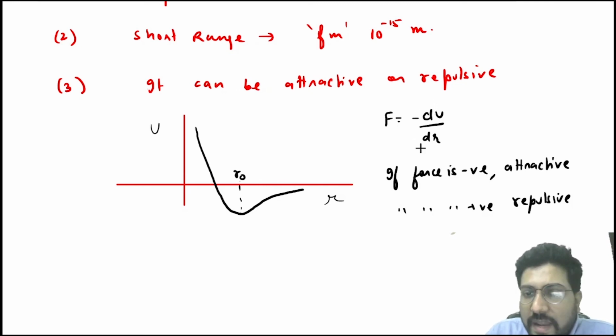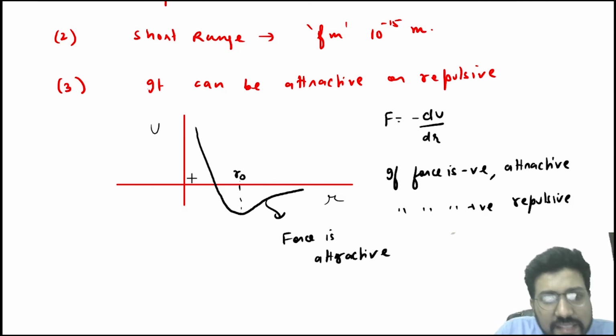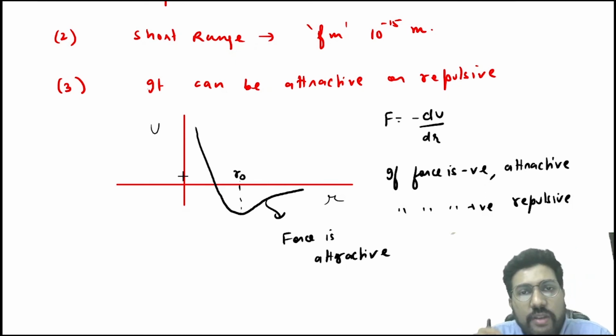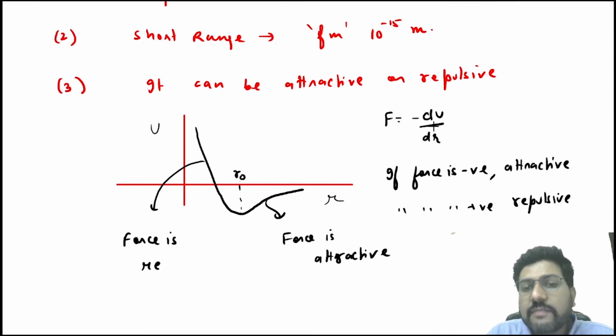See, the force is minus dU by dr. So if the slope is positive, that means the force is negative. Here the slope is positive, that means the force is negative. So beyond R naught, you will say that the force is attractive. Okay, and for this region less than R naught, when the separation between two nucleons is less than R naught, in that case you will say that the force is repulsive. Why? Because the slope is negative. Negative means positive. The force positive means force is repulsive.